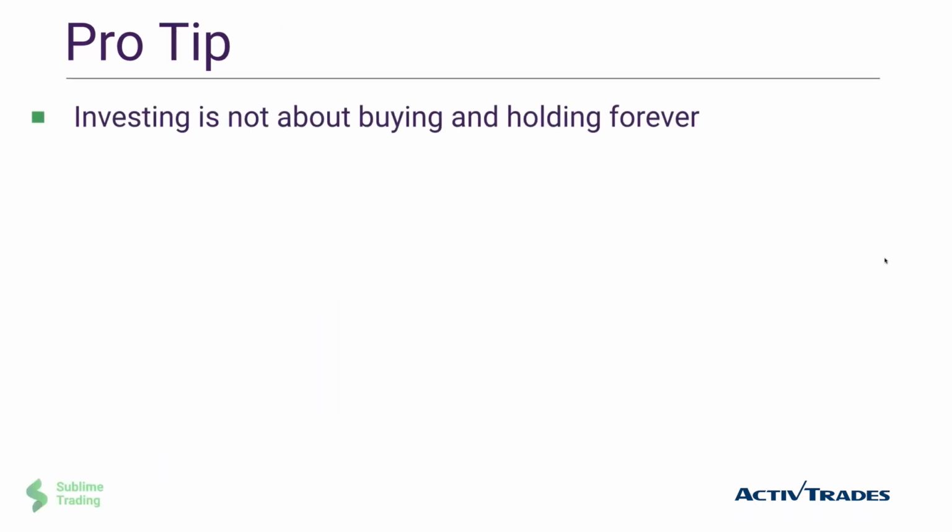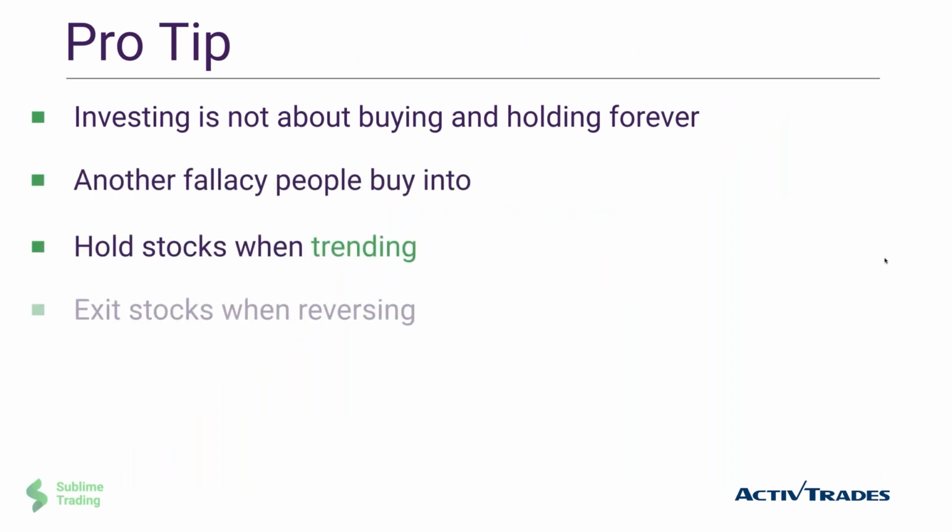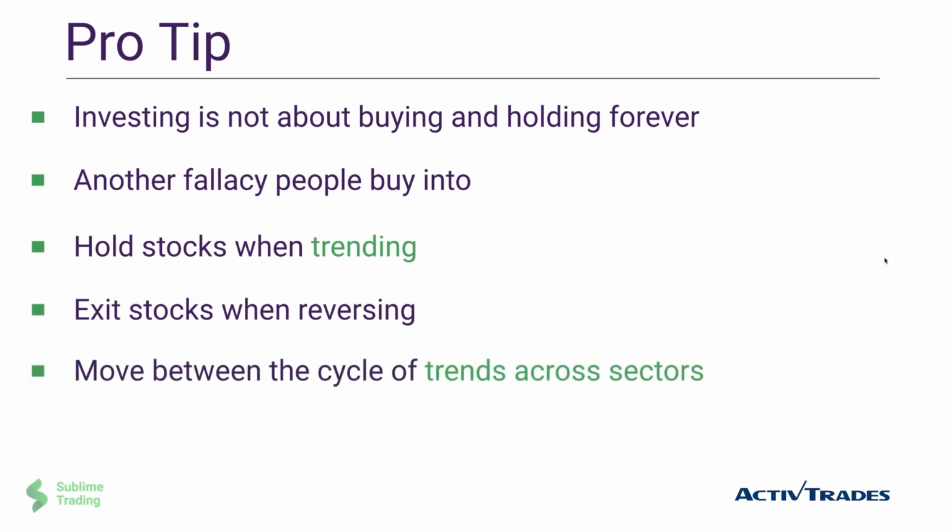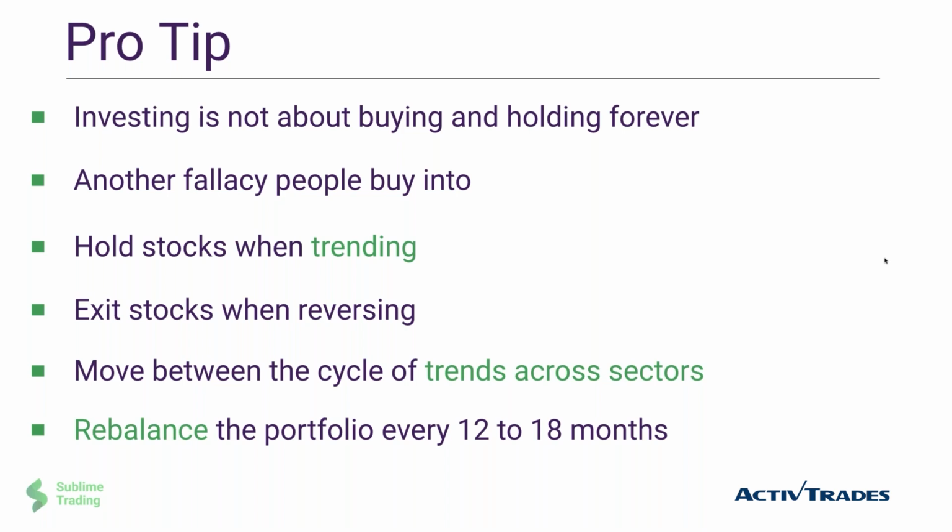Okay, pro tip: investing is not about buying and holding forever. It's another fallacy people buy into. Hold stocks when trending, exit stocks when reversing, move between the cycles of trends across sectors, rebalance the portfolio every 12 to 18 months. So it's that medium term hold, which is the sweet spot. Short term doesn't work. Long term actually is too slow.